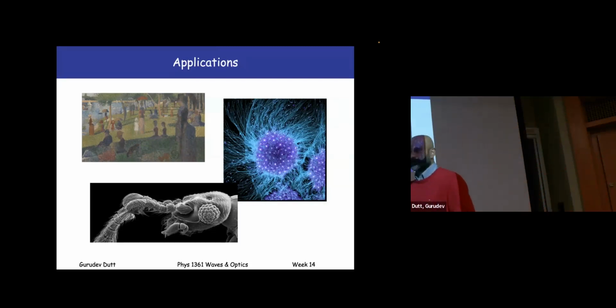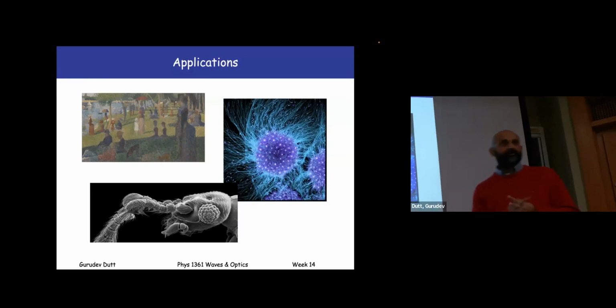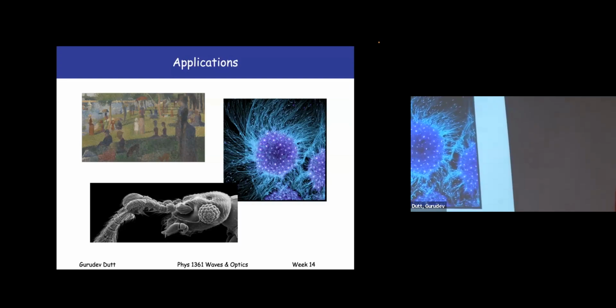Also with electron microscopes, similarly, there's a limit to the way in which electron microscopes can image structures. This is for some insect that the electron microscope is imaging.